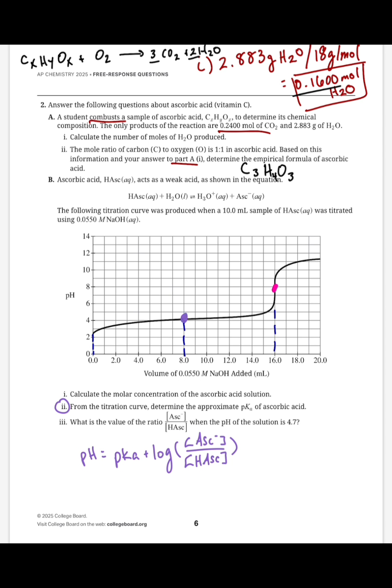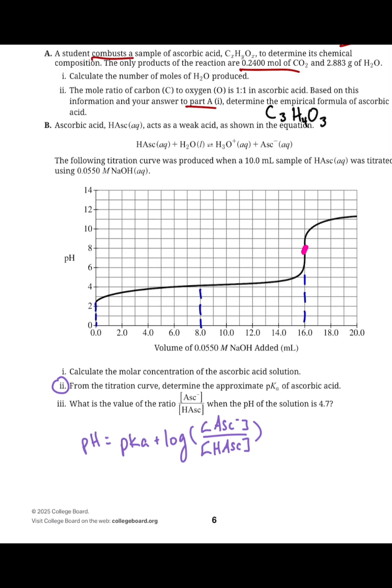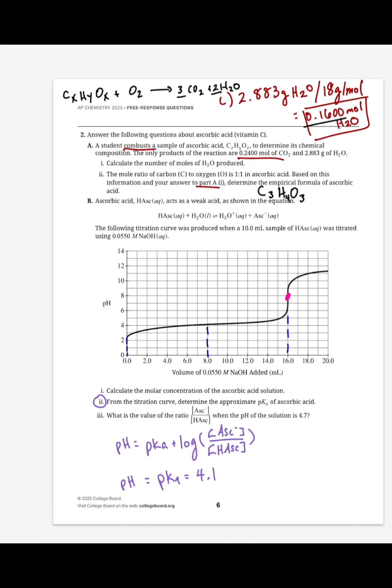So at our half equivalence point, if we zoom in, it's just barely above 4. So I would approximate that pH is around 4.1 at that volume, so the pKa is going to be equal to 4.1, which is the pH here. All right, so that's the relationship that gives us our answer for part double I here.